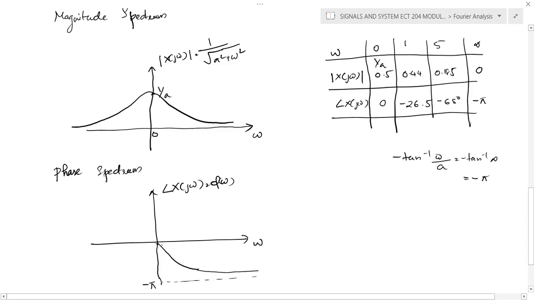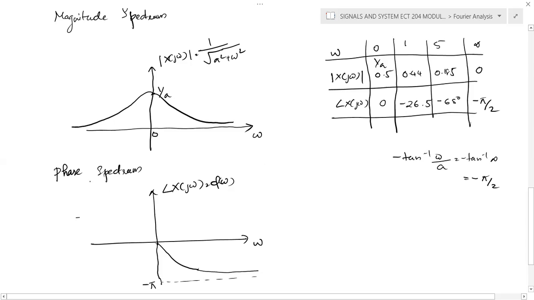Okay, and not minus pi, it's minus pi by 2. Okay, 90 degree. It's minus pi by 2. Sorry, here also it's minus pi by 2.